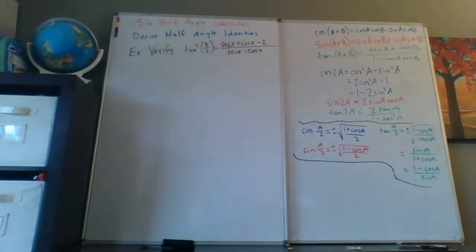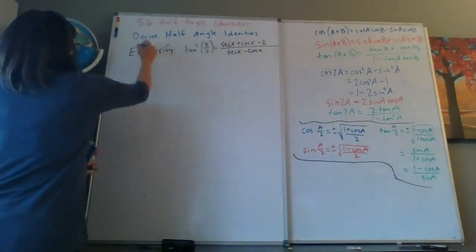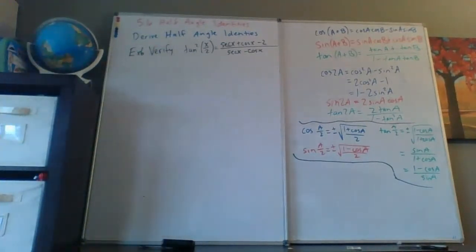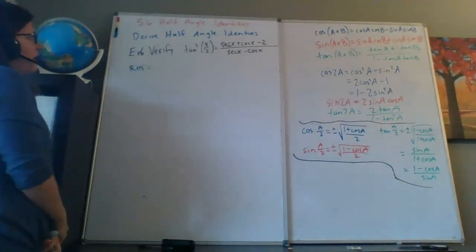Welcome to 5.6 half angle identities. We will start here with example 6. Verify tangent squared of x over 2 equals secant x plus cosine x minus 2 all over secant x minus cosine x. We will start with the right-hand side.